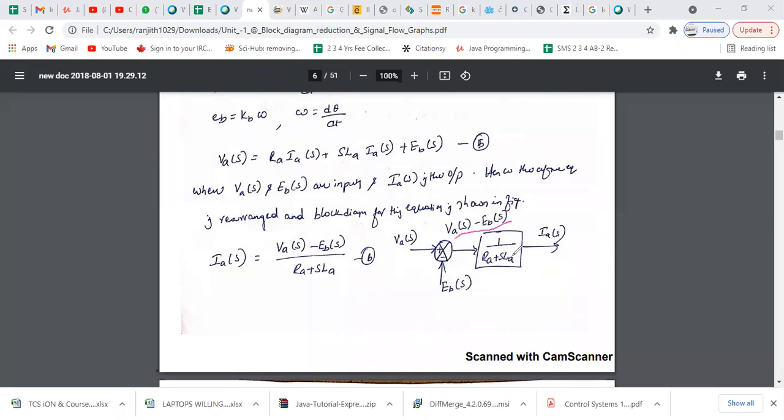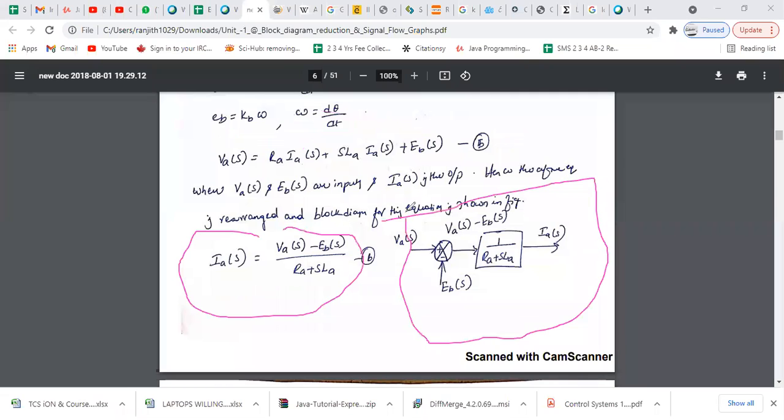What is the transfer function in this section? 1 by RA plus SLA. What is the output? IA of S. Now the first section of the block diagram is completed. By using this equation, we take EB of S to the left hand side and take IA of S common from these two terms. VA of S minus EB of S is the input to the block, 1 by RA plus SLA is the transfer function, and IA of S is the output. This is the equation we are representing in pictorial form, the block diagram.